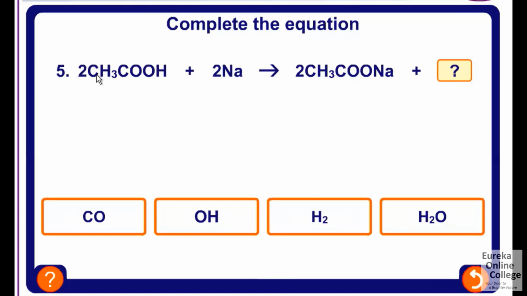Okay, in this case we've got ethanoic acid and we're just reacting it with a metal, so we're obviously going to create a salt, but we need to remember that if we're using a metal on its own, we always make hydrogen.